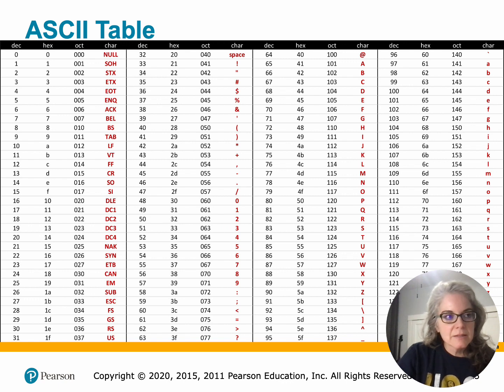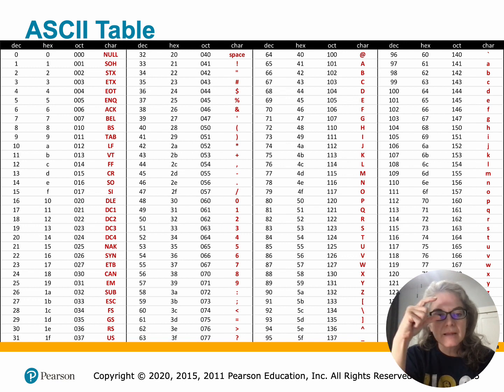We can say, is apple less than bear? And yes, apple with A is less than bear with B. So we're looking at that first character, and just like when we're sorting, if both start with an A, then we look at the second character to see which one comes first.